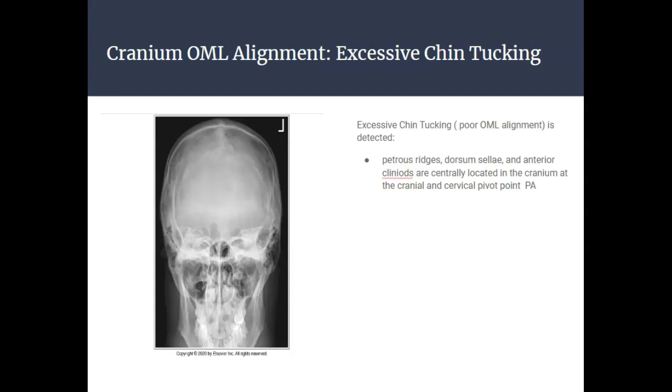This image is a demonstration of excessive chin tucking. This throws the petrous ridges superior to the supraorbital margins. The internal acoustic meatus is obscured. The dorsum sellae and anterior clinoids are visualized superior to the ethmoid sinuses.